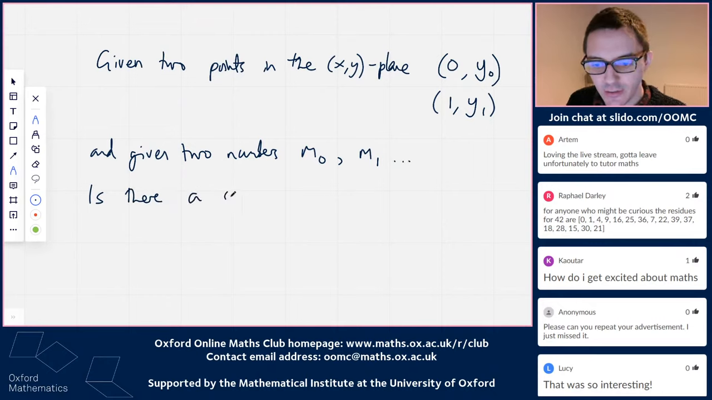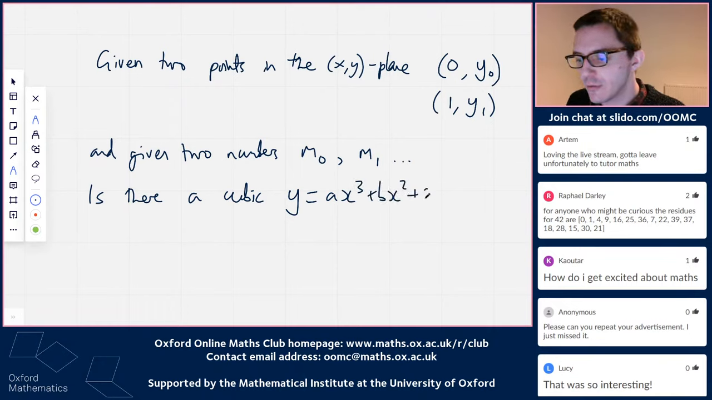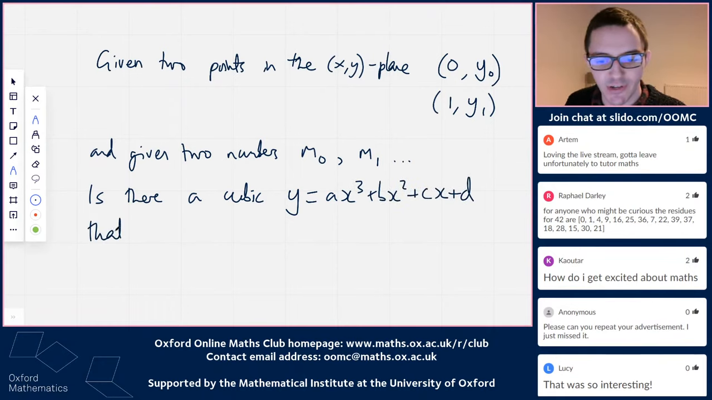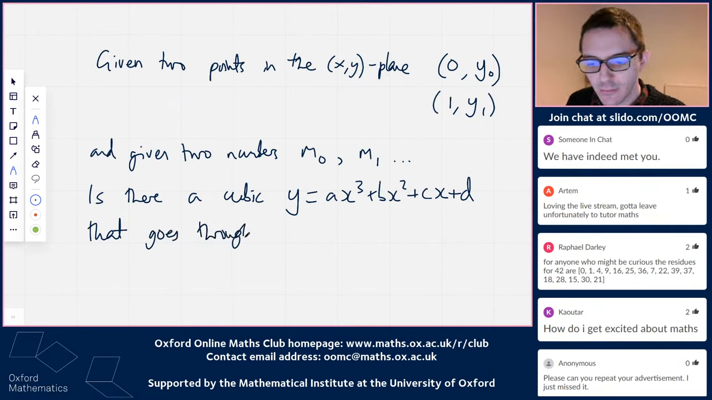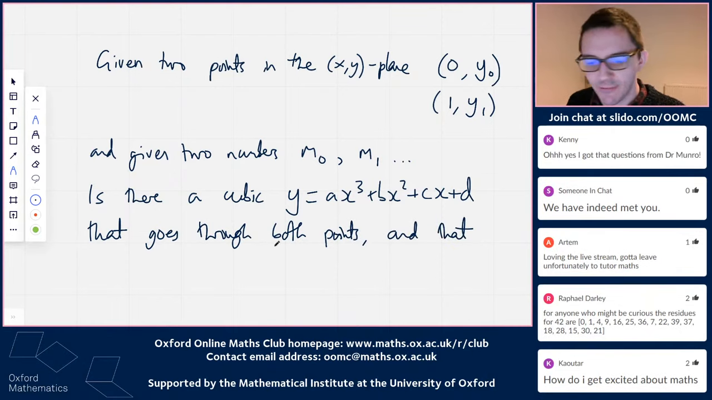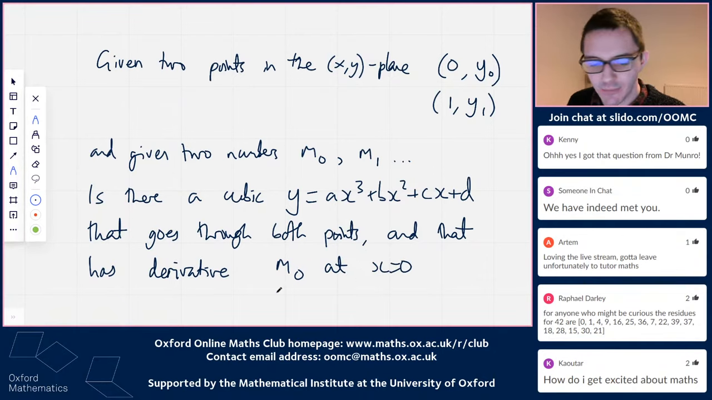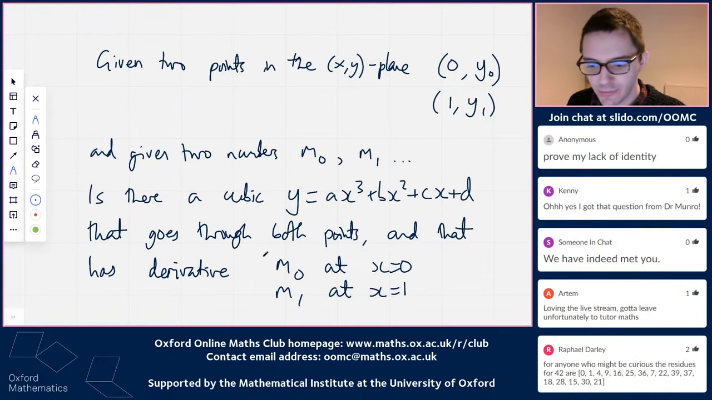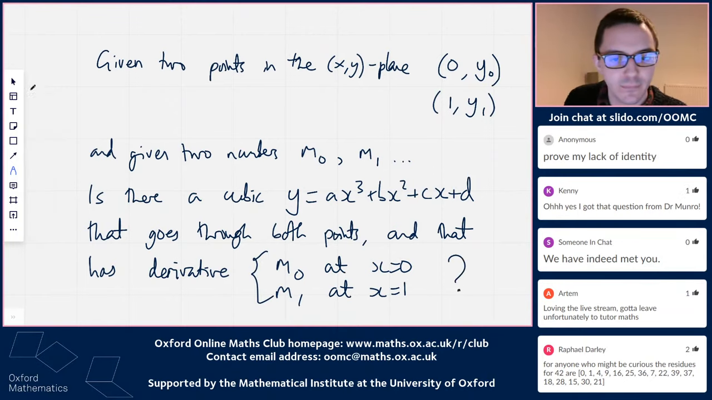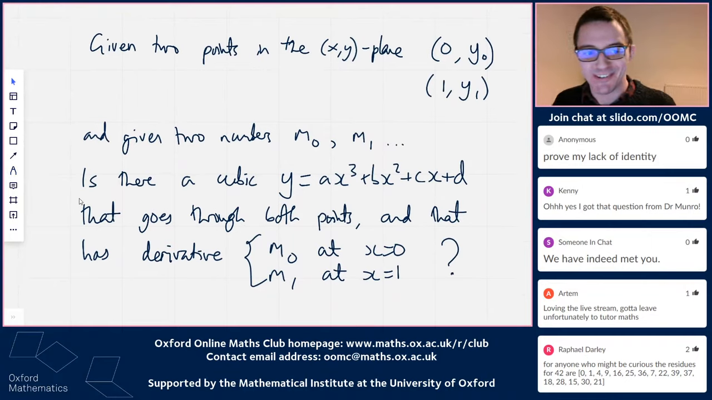Is there a cubic? So that's y equals a cubic expression in x. Is there a cubic, let's write out the cubic, that I want it to go through both points, and I want it to have a gradient or derivative m0 at x equals 0, and I want it to have derivative m1 at x equals 1. Okay, that was my interview question.